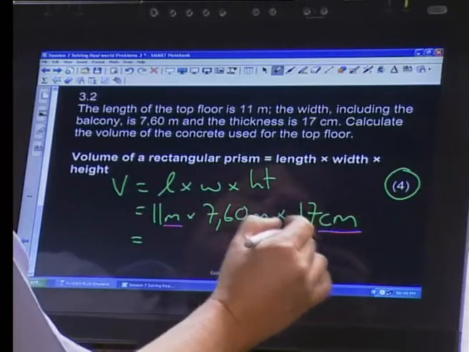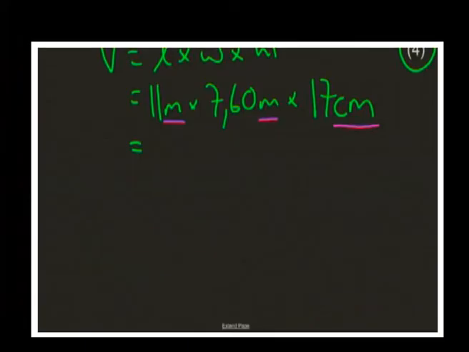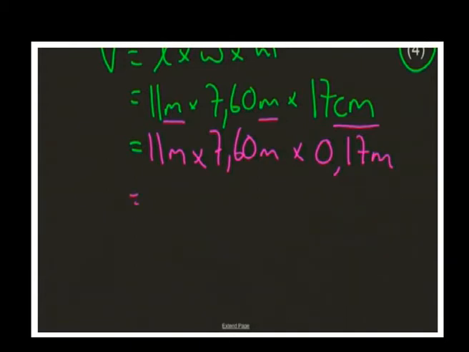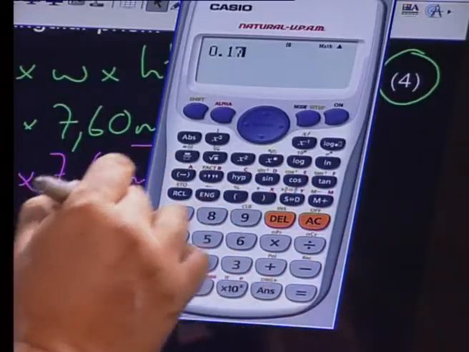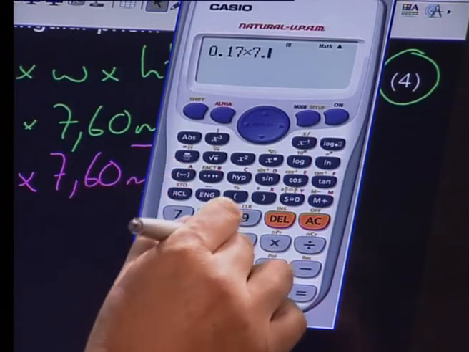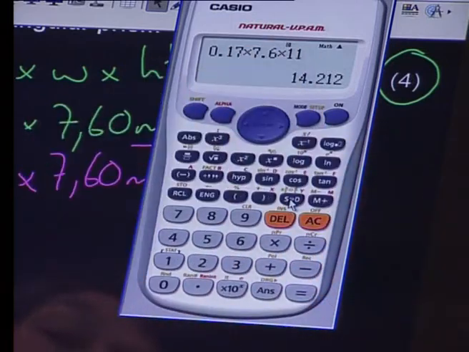Meters, meters, here I've got a problem, centimeters, so I'm going to change it to meters. How am I going to change it to meters? Well, we know there are 100 centimeters in a meter. So I'm going to divide that by 100. So I've now got 11 meters times 7.60 meters times 0.17 meters. Okay? Now our calculator comes into play, and we're going to say, right, 0.17 multiplied by 7.6 multiplied by 11, and I'm going to land up with an answer of 14.212.